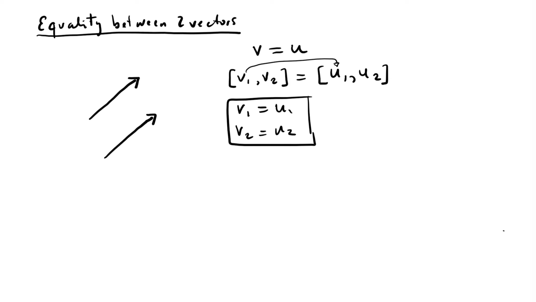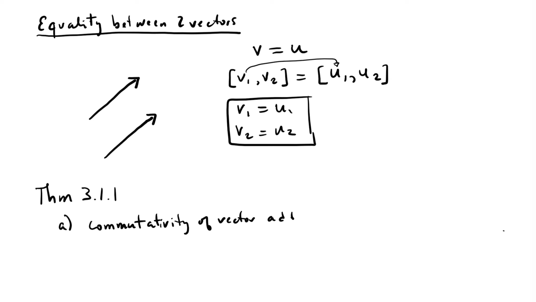So that brings us to a theorem in the book. I wanted you to look at it. It's theorem 3.1.1. So pause the video, look at it. It lists important properties of vector operations. Now, if you look at part A, it says that u plus v is the same as v plus u. That's commutativity. So A is the commutativity of vector addition. That's what it is.